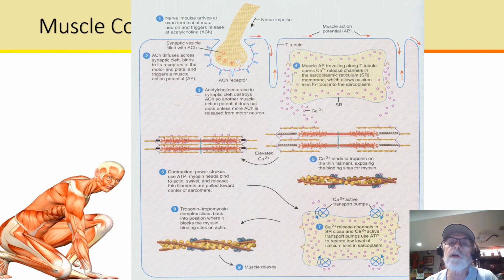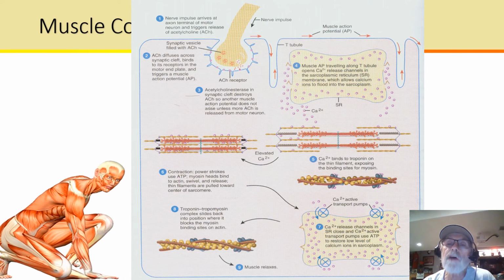What this does is it triggers an action potential, and that action potential is that electrical signal. 4. The muscle action potential travels along the T tubules and opens calcium release channels in the sarcoplasmic reticulum membrane, which allows the calcium ions to flood into the sarcoplasm. So basically, as that action potential goes along the sarcolemma, that muscle cell membrane, it triggers the release from these terminal cisternae, which are these vats that contain the calcium. It triggers the release of the calcium into the sarcoplasm, so now it starts to fill the sarcoplasm.